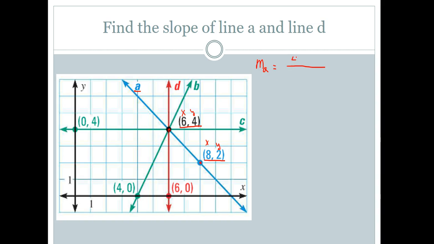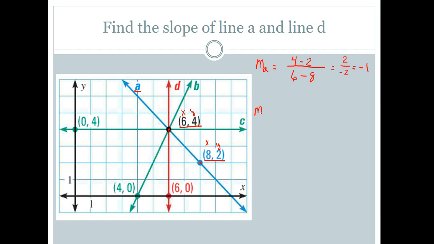So I'm going to do 4 minus 2. And since I went top to bottom, I have to go top to bottom for the x's as well. So 6 minus 8. 4 minus 2 is 2. 6 minus 8 is negative 2. And 2 divided by negative 2 is negative 1. So the slope for line A is negative 1.